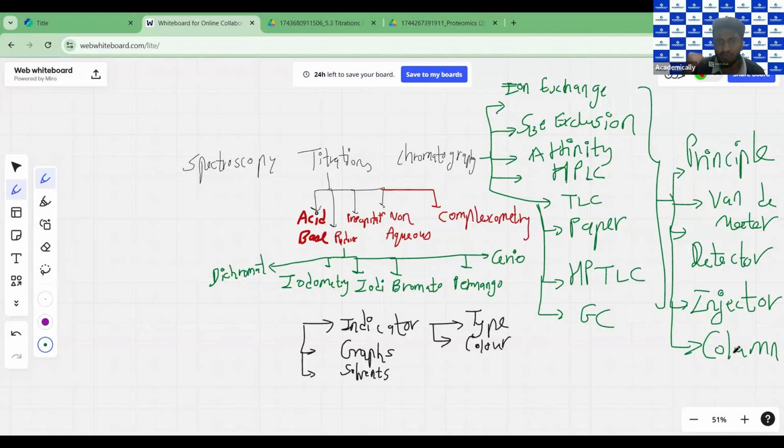What are WCOT columns? It's useful in GC, right? So mostly you can expect questions. Then carrier gas, temperature programming in GC, all of these questions. They are very common questions that are being asked.